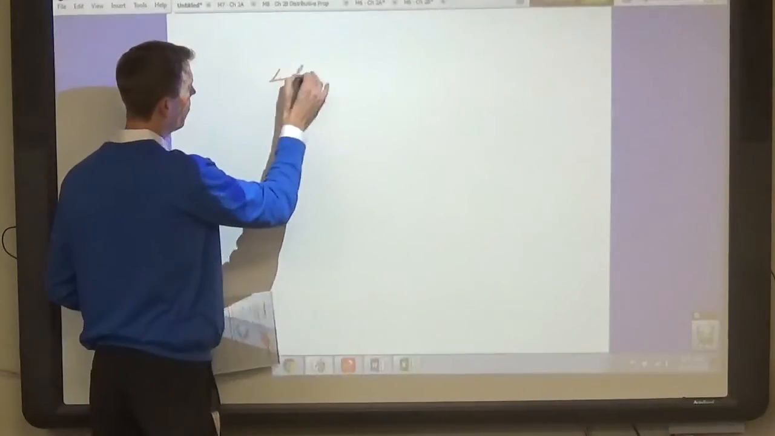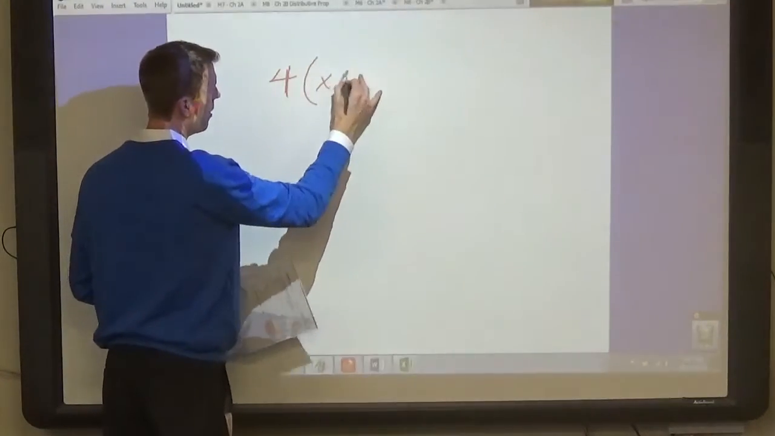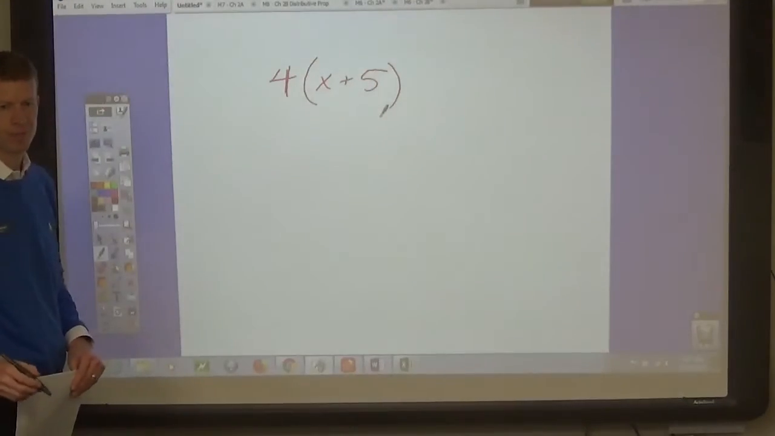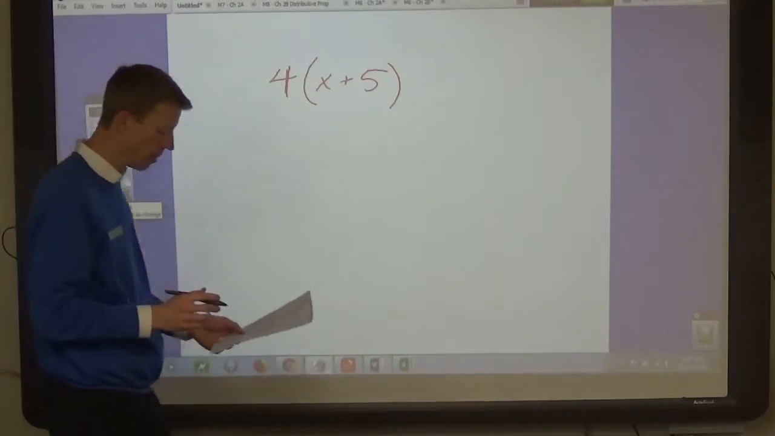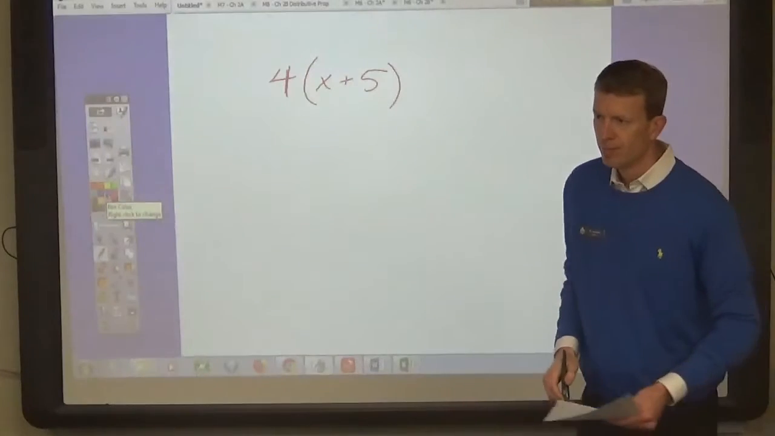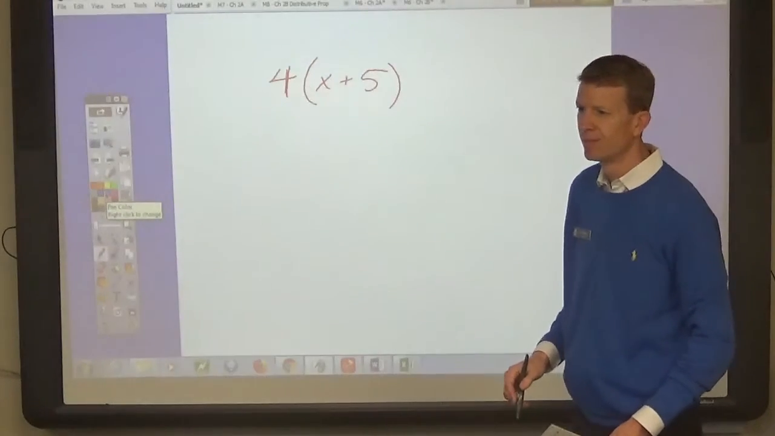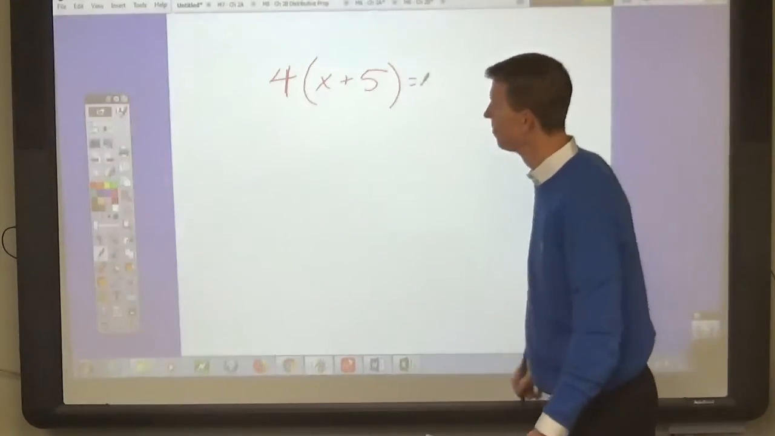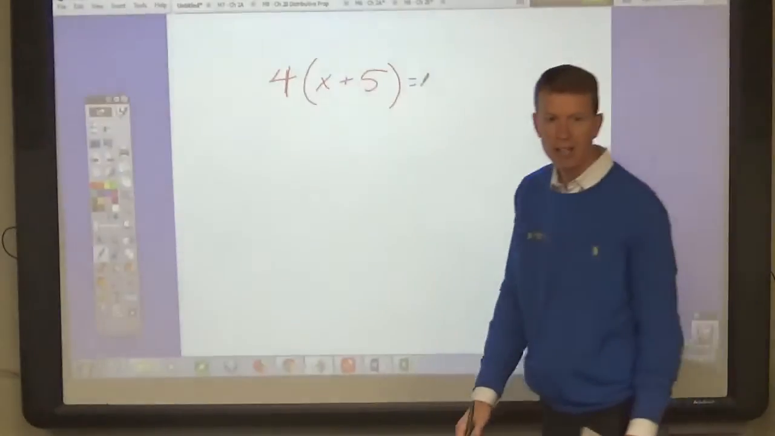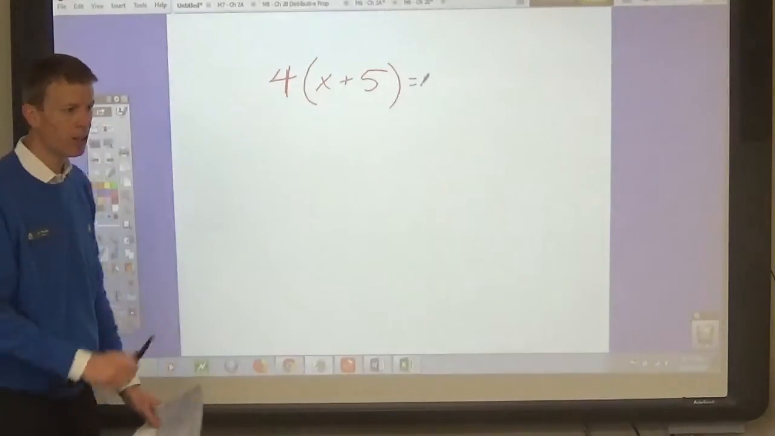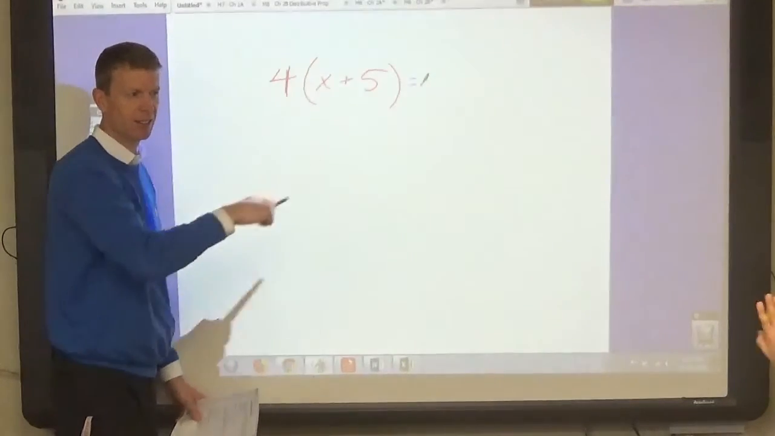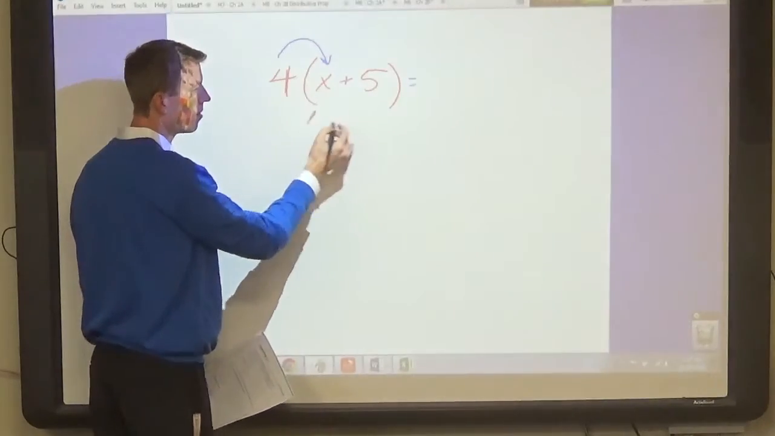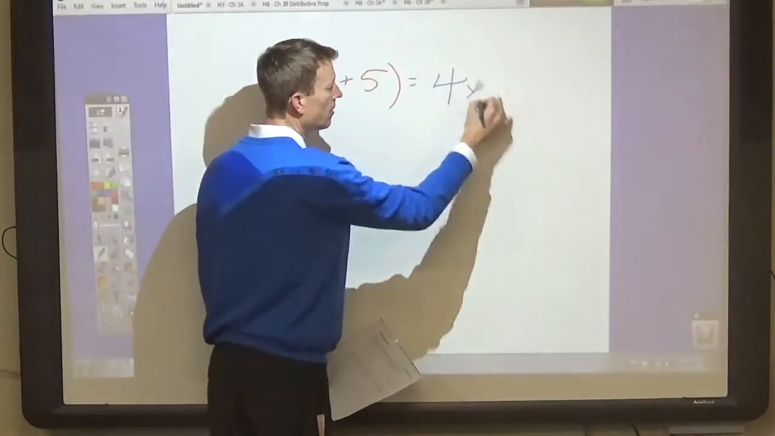So, let's look at this one. 4 times x plus 5. What should we do with this? How do we simplify this? Can we do anything to this? Why, yes, we can do something over the parentheses. 4 times x is 4x. So on the line, write 4x.